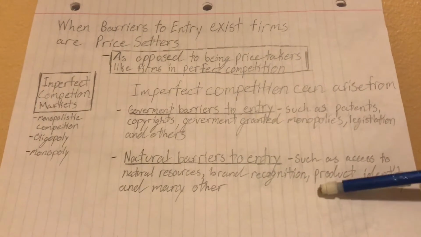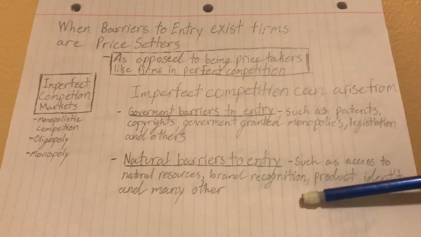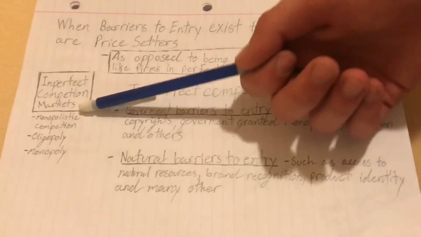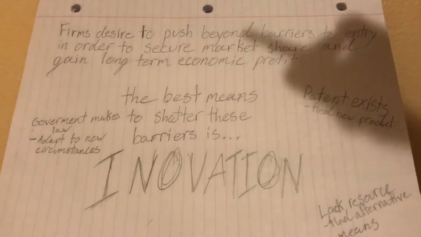We can see several different types of imperfect competition markets arise, such as oligopolies, monopolies, duopolies, monopolistic competitors, and even natural monopolies. Monopolies that have such high returns to scale, it makes sense for them to be monopolies.